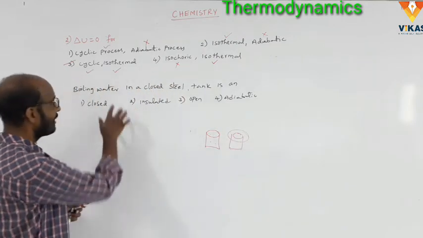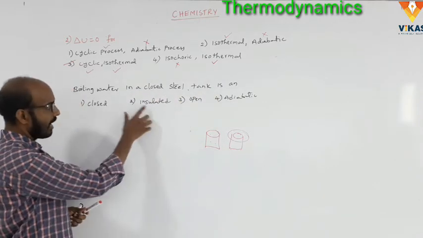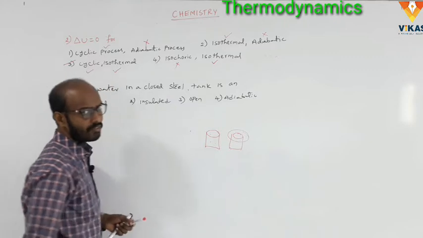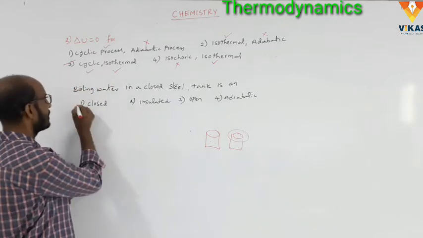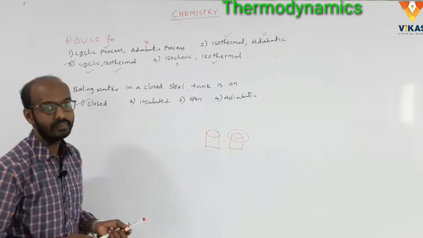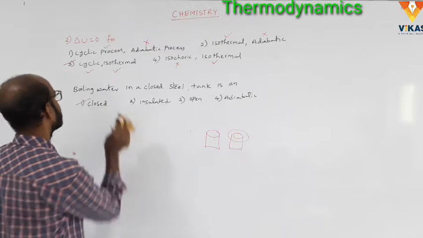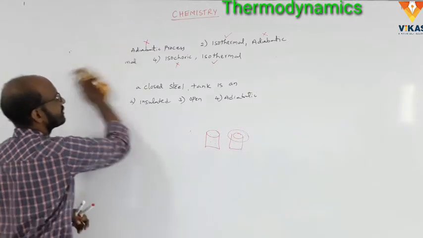So, boiling of water in a closed steel tank is closed, insulated, open or adiabatic. Which one is correct? Closed system is correct. Boiling water in a closed steel tank is a closed system. Okay? So, now stop the objective bits.